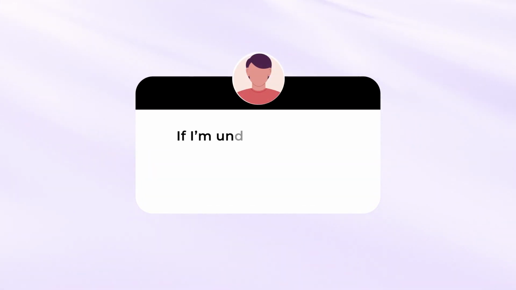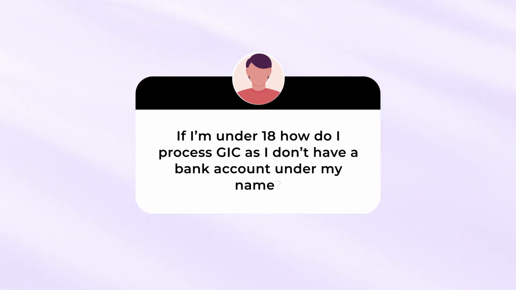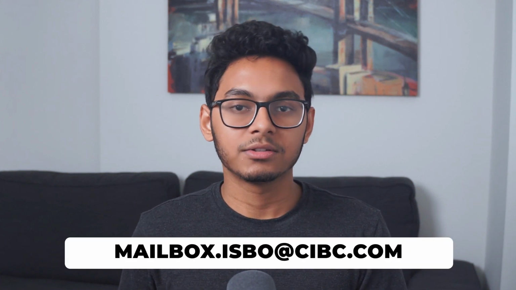The next question is, if I'm under 18, how do I process GIC as I don't have a bank account under my name? Now, if you are under 18 and you wish to open a GIC account, I would recommend reaching out to CIBC's ISBO support. I'll display their email on the screen here. They'll definitely have a workaround, I feel, which could involve your sponsor opening a GIC account on your behalf where you are the beneficiary. Send them an email and I'm sure they'll be able to assist you.